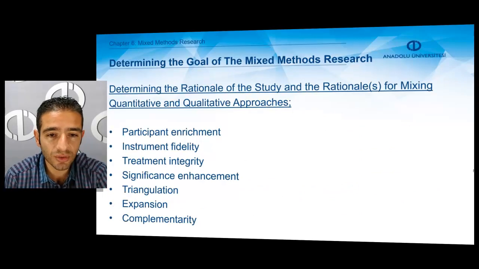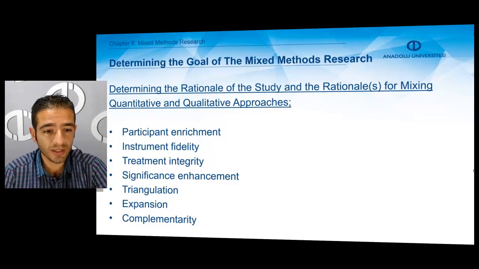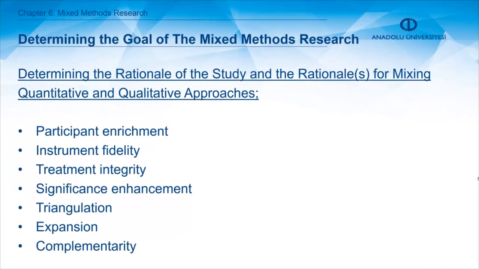you need to focus on the rationale of your mixed method research, because if you want to benefit from the combination of both qualitative and quantitative data, you need to have a rationale in your mind. What is that? Is it participant enrichment? You want to reach more participants? Or is it instrument fidelity? Or is it treatment integrity or significance enhancement? Or you want to triangulate your data? You want to triangulate your qualitative data with the quantitative one? Or it's a kind of expansion or complementary of research types? What is your purpose to conduct mixed method research?